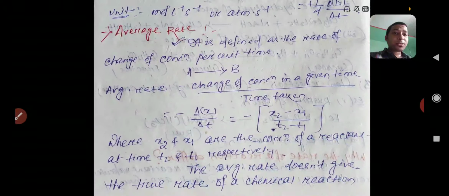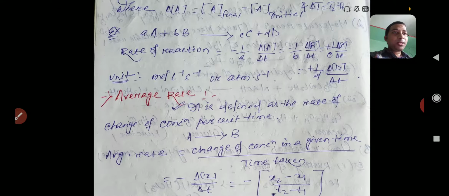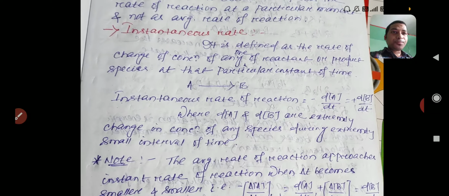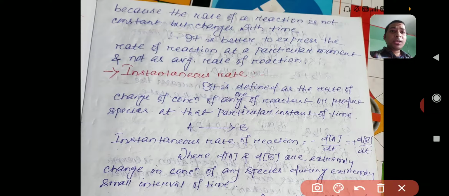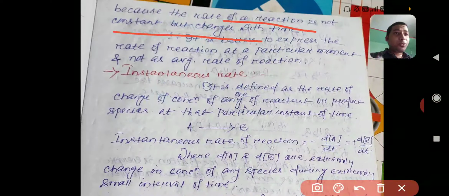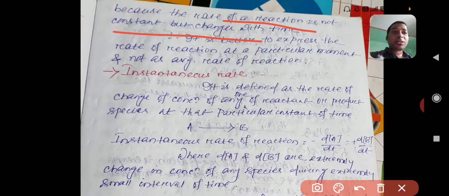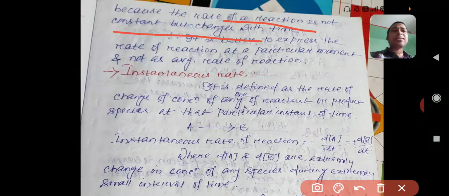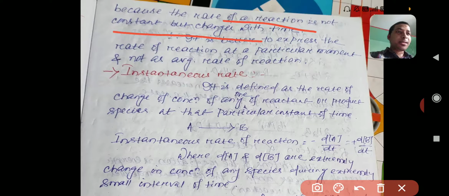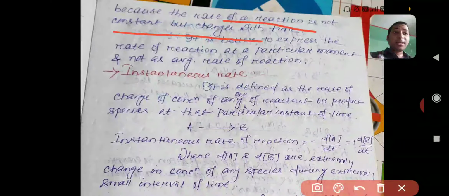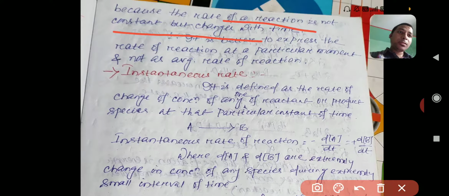The average rate of reaction does not give the true rate of a chemical reaction, as I have already told you, because the rate of a reaction is not constant but changes with time. Got my point? Very good. Now it is better to express the rate of a reaction at a particular moment and not as average rate of reaction. The concept that I just told you before, instantaneous rate. Know that instantaneous rate gives the exact rate of a given chemical reaction.